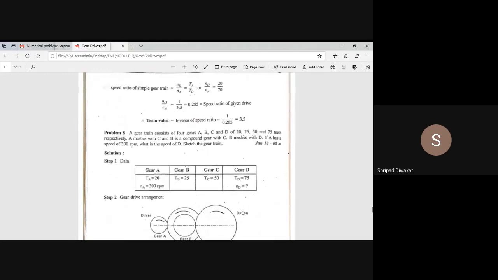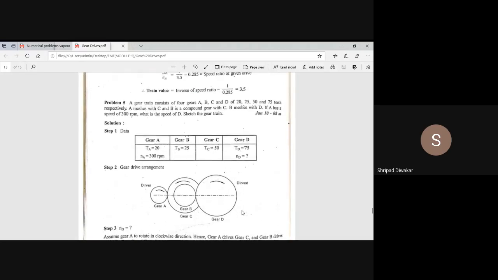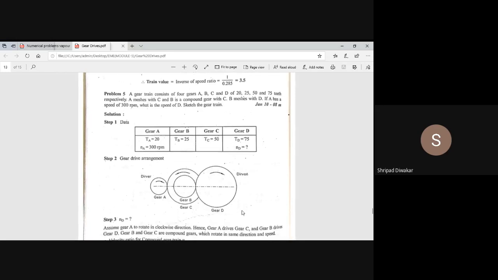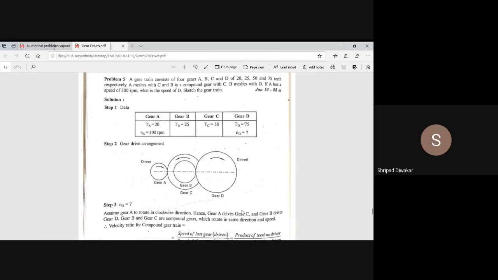Okay, whatever I discussed till now was the simple gear train. Now I'll discuss one important problem related to the compound gear train. As I said, in a compound gear train, a single shaft carries more than two gears. Now you see the structure on the screen, it is of a compound gear train.